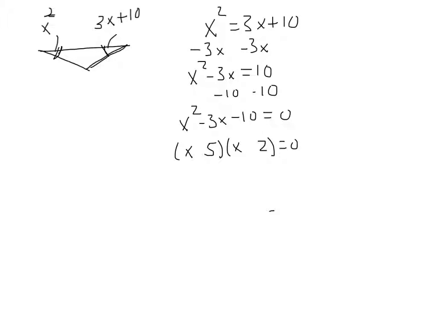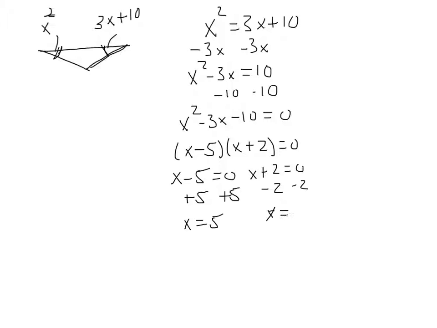So 5 and 2, 5 times 2 makes 10, and it's negative 10, so 5 or 2 needs to be negative. Since the 3 in the middle is also negative, that means the bigger of the two has to be negative. So x minus 5 times x plus 2 would eventually give you x squared minus 3x minus 10. So we just keep going with this. x minus 5 equals 0, and x plus 2 equals 0. So plus 5, and I get x equals 5. Subtract 2, x equals negative 2.